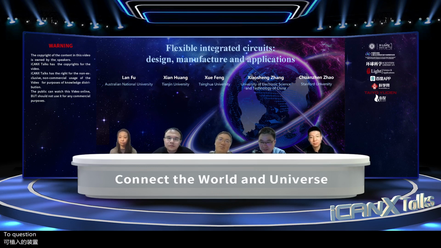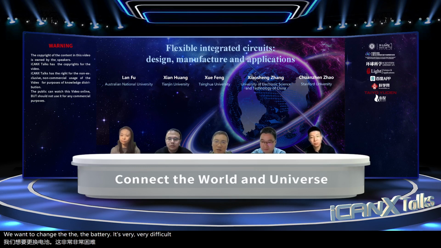Good question. In my talk, I introduced our work. I mentioned that now I can make every device flexible. However, I cannot make a battery flexible. So especially for the implantable device, my group now focuses on wireless energy transmission, because for an implantable device, if we want to change the battery, it's very, very difficult. However, if we use wireless energy transmission with a microwave, the body can absorb the microwave.